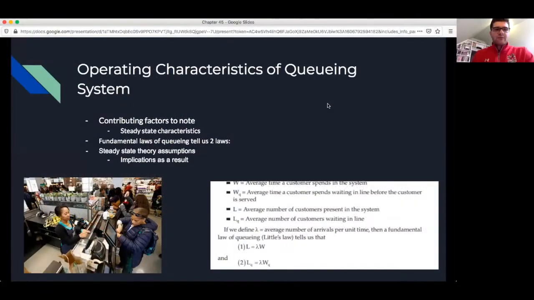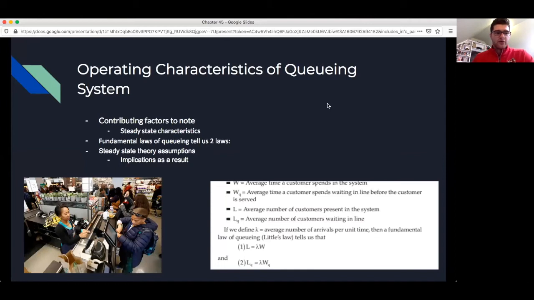In the second half of chapter 45, we're looking at the operating characteristics of a queuing system. When looking at the average time spent waiting in line, you must look at these, and that calls for an analysis of the steady state characteristics. In order to carry out an accurate analysis of the queuing system, analysts must have the values of the steady state for the following factors listed in the chart on the right: average time a customer spends in the system, average time a customer spends waiting in line before the customer is served, etc.